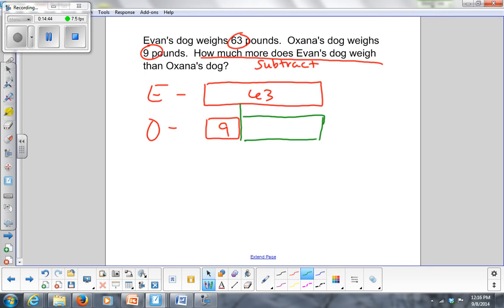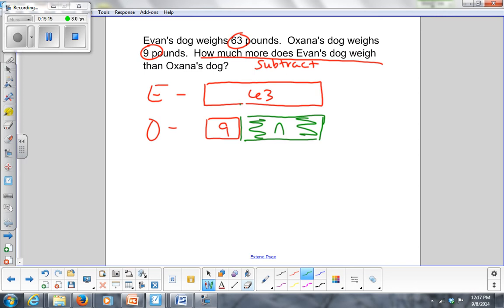going to label that. What do you think I might label that? It's a variable, so what could I use? N, okay? That's what I don't know, right? I need to know how much it would be for Oksana's dog to weigh as much as Evan's dog. So this is all information that I don't know yet. Now I can write an equation to figure that out. How would my equation look?